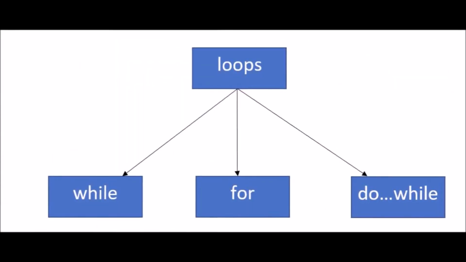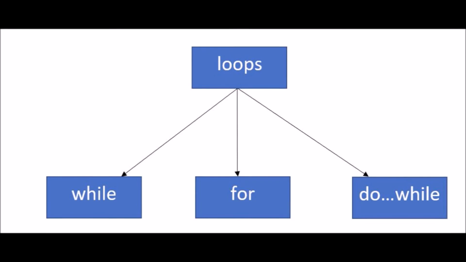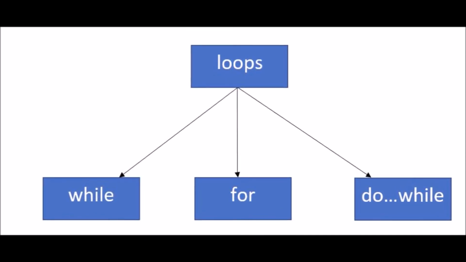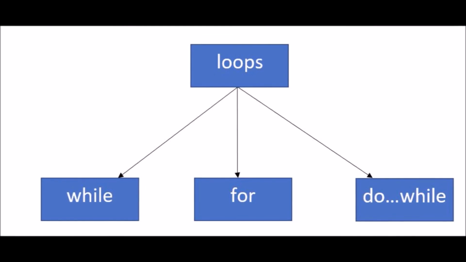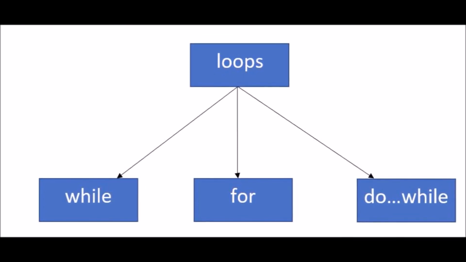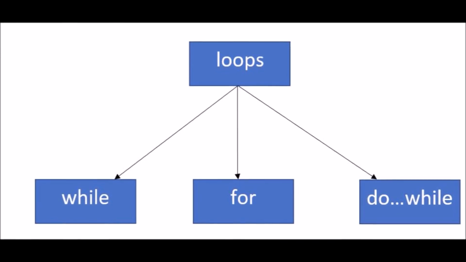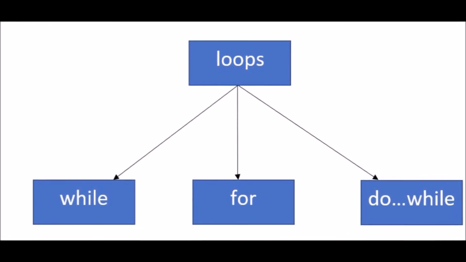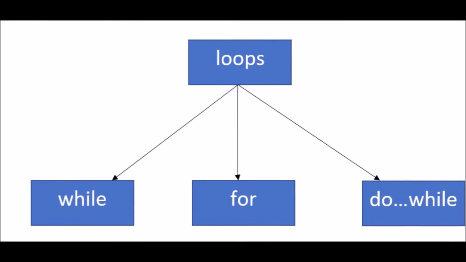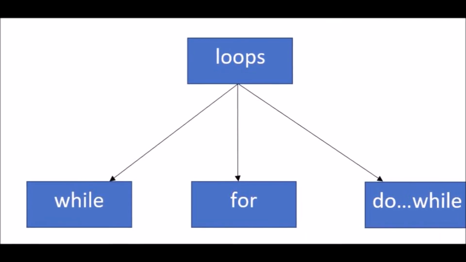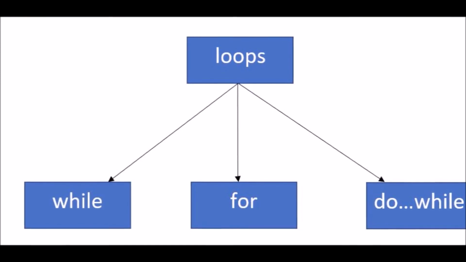In C, we have three kinds of loops. The first one is while loop, the second one is for loop, and the third one is do while loop. As all the three are loops, all will perform looping operations. The difference between these three loops arises only in their syntax and the way they work. In our upcoming videos, we will discuss the syntax and working of each and every loop with an example.